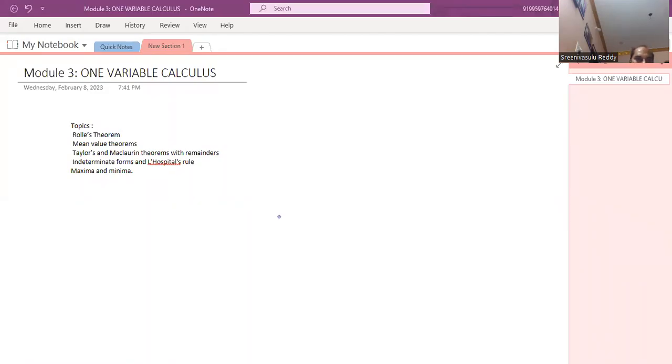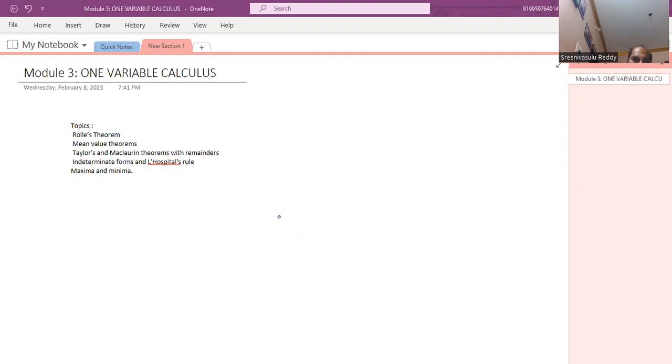One variable calculus, module 3. In module 3, we have 5 topics. First topic is Rolle's theorem. Second topic is mean value theorem. Third one is Taylor's and Maclaurin's theorems with reminders.